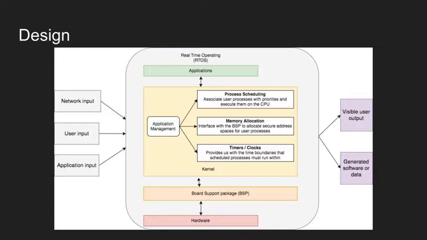As far as our outputs, we determined that we're going to be working with two different outputs, which are visible user outputs, such as text and images, and generated software data, such as user-produced binaries or text files.